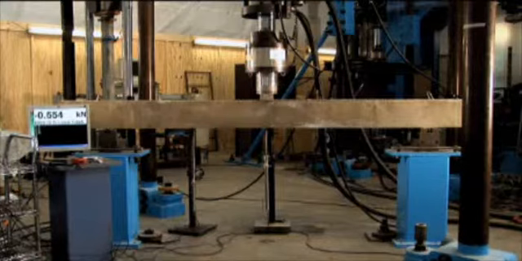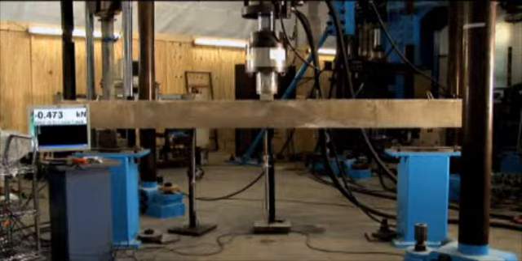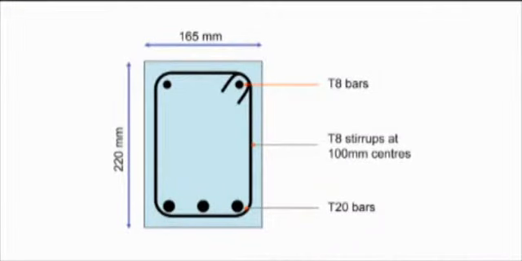This first beam is an over-reinforced concrete beam loaded in 3-point bending. The reinforcement consists of 3 20mm diameter high-yield steel bars in the tension zone and 2 8mm diameter bars in the compression zone. 8mm diameter steel stirrups are provided along the length of the beam to prevent brittle shear failure.